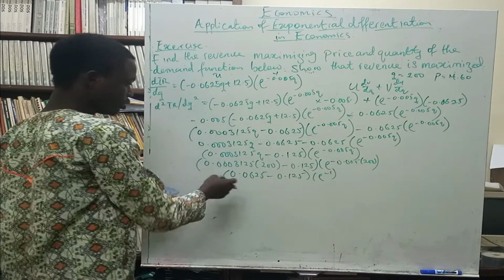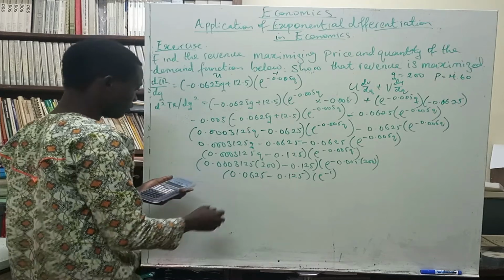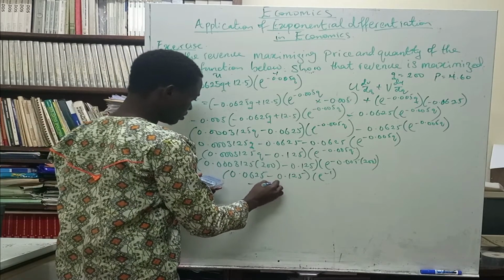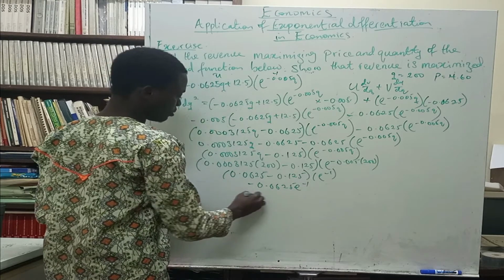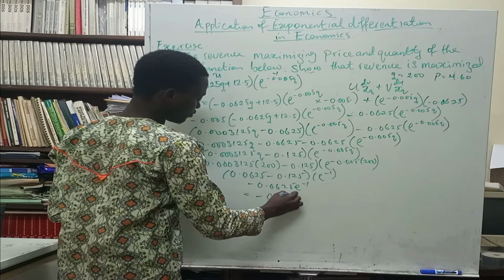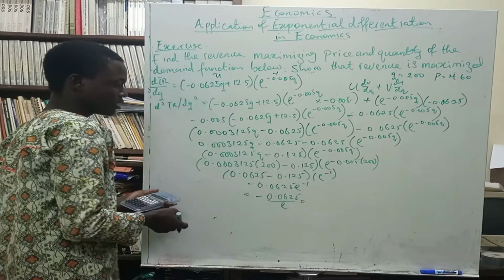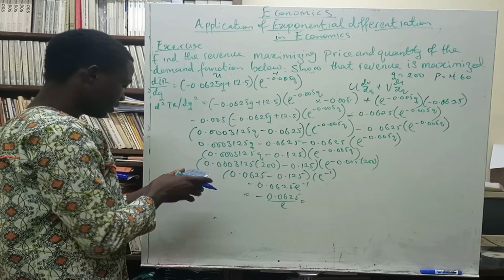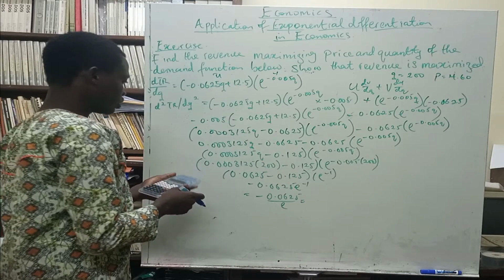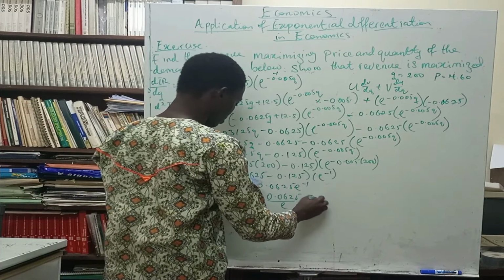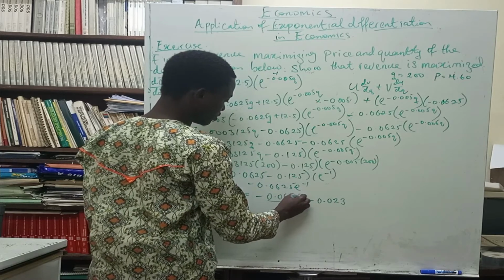Then when we do this, minus 0.125, we have minus 0.0625 e raised to power minus 1. So this is essentially minus 0.0625 divided by e. Of course, what we'll be having here is going to be a negative result at the end of the day, so we're having approximately minus 0.023.